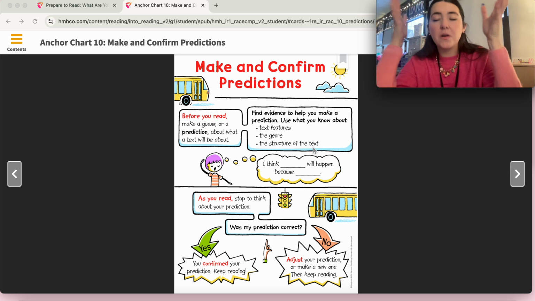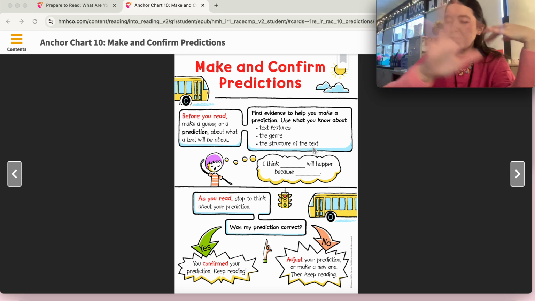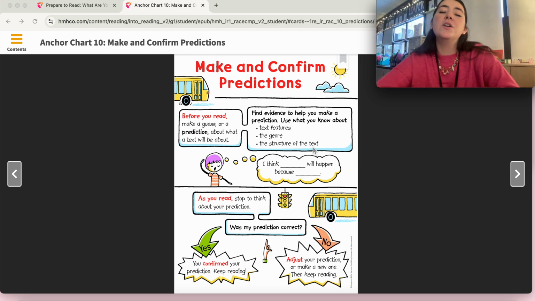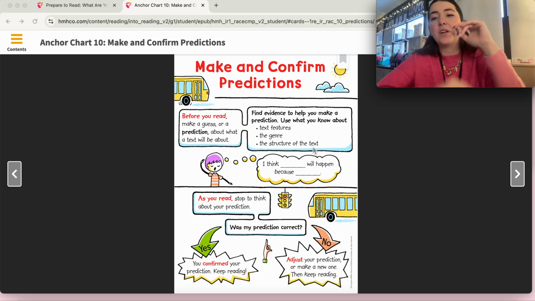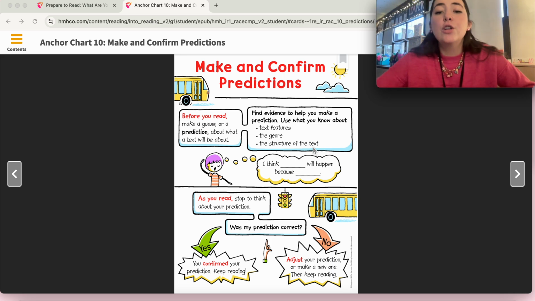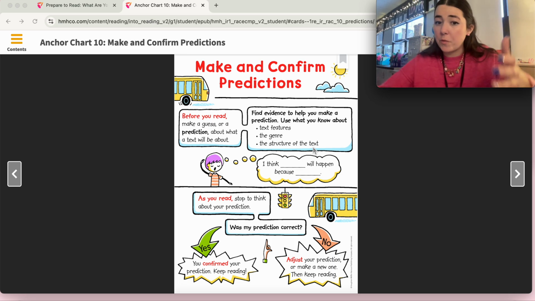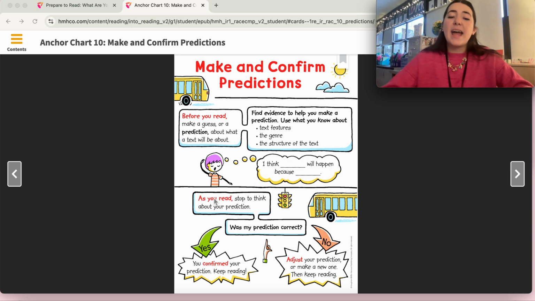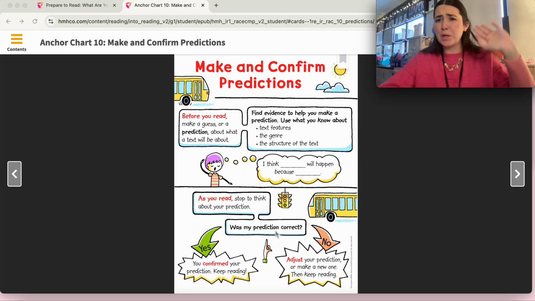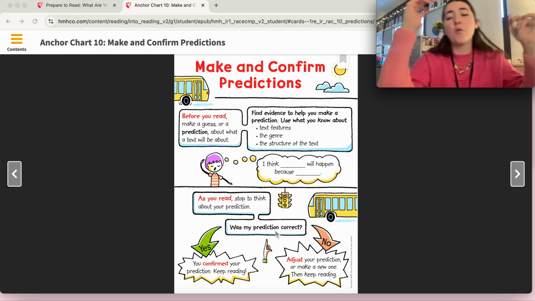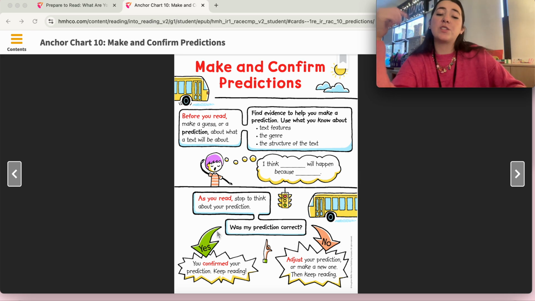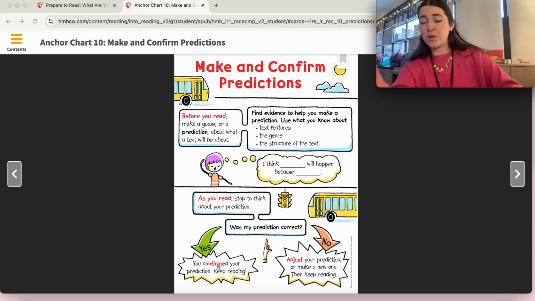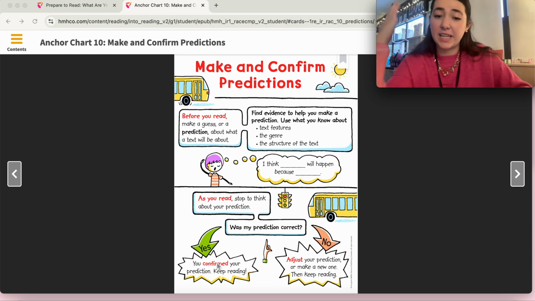So before we read, we're going to think about the genre, which is like the type of story we're reading. We're going to be thinking about text features, and we're going to be thinking about how the book is structured to make evidence. That will be evidence to help us to make a prediction about what the story will be about. And then as you read, we're going to stop to think about our prediction. Was my prediction correct or was it incorrect? If your prediction was correct, yes, you confirmed your prediction. Keep reading. That means you were right and keep going.